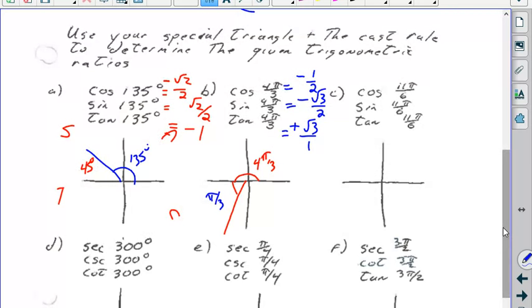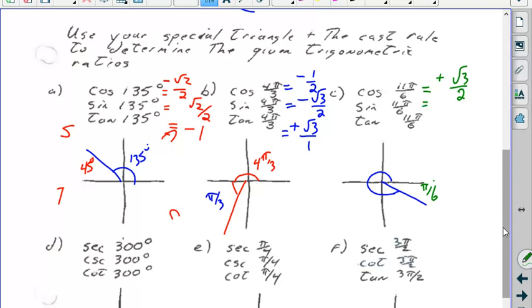11 pi over 6. Well, that's almost all the way around over here. If I go 6 pi over 6, and if I go all the way around, I get 12 pi over 6. I have a reference angle of pi over 6. Going to my special triangle, pi over 6 tells me my cosine would be square root 3 over 2 for my special triangle. I'm in quadrant 4. Cosine is positive in quadrant 4. That's good.